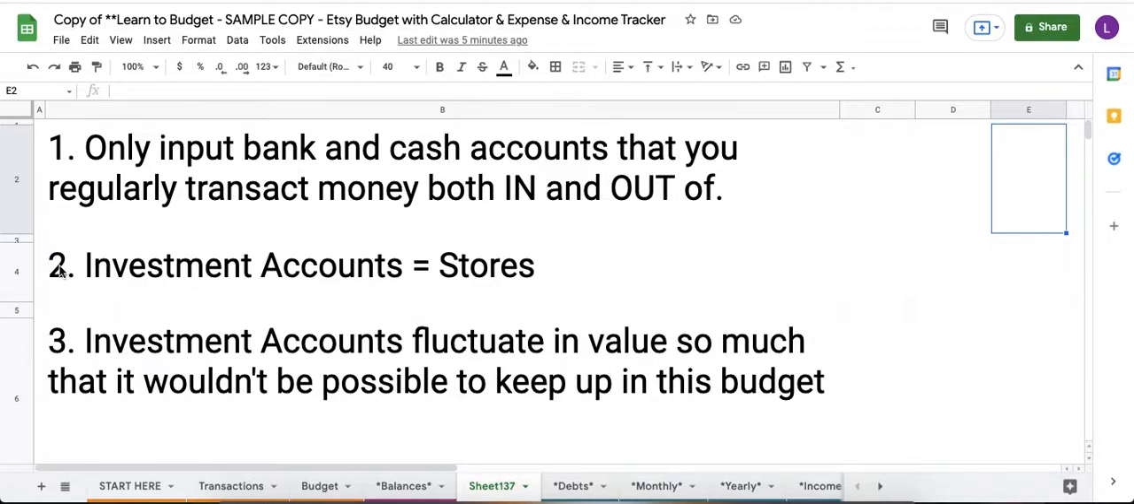I want to go back to point number 2 and explain this whole investment accounts equal stores thing again. What I mean to say is your investment accounts, just like Starbucks, Home Depot, etc., are not specifically listed in this budget, but they are listed as budget categories, just like other types of stores are also listed as budget categories. So you don't have Safeway grocery store in here, but you do have a grocery store budget category. And you don't have a 401k account listed here, but you do have a retirement accounts budget category listed here. So that's the explanation.